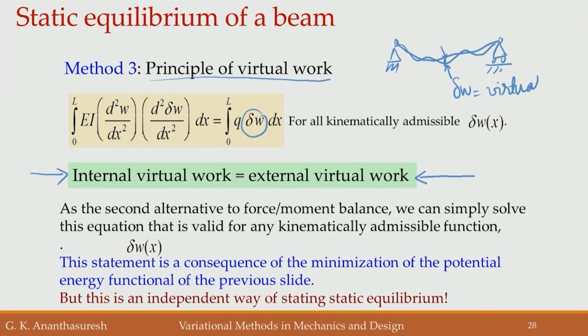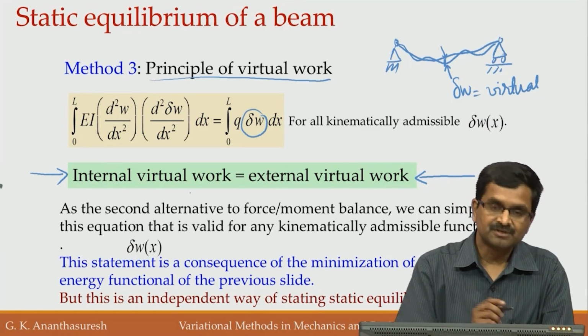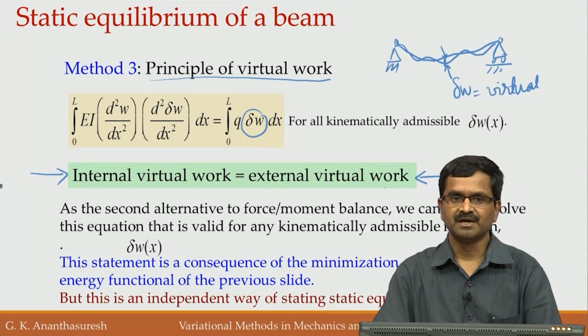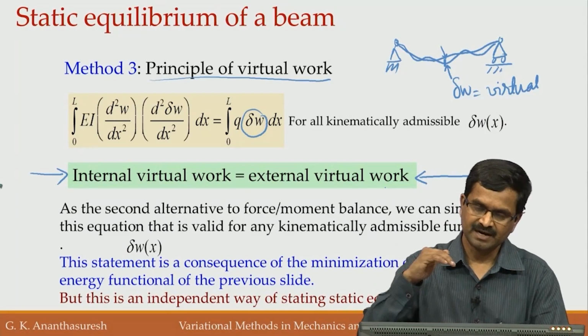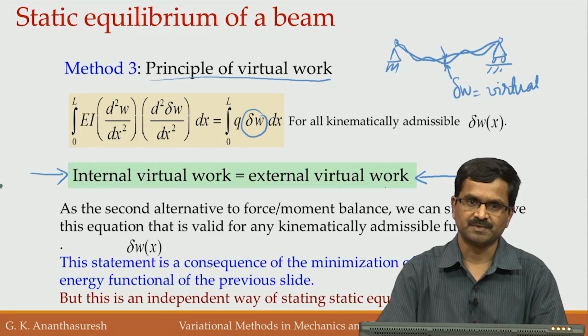It is virtual, meaning it is not real, you just imagine, it is just a thought experiment. You know that the beam has already achieved equilibrium, but you want to find what that is. So, you imagine that around that there is a virtual displacement, then you calculate the internal virtual work and external virtual work. Internal virtual work is the work done by the internal forces over the virtual displacements, and external virtual work is the external forces' work over these virtual displacements.